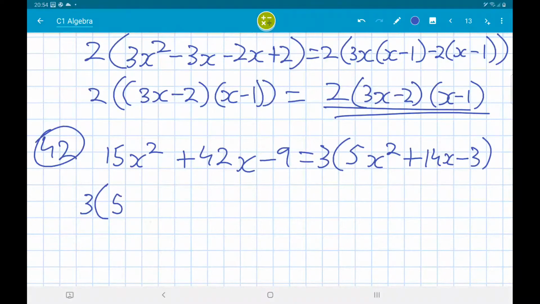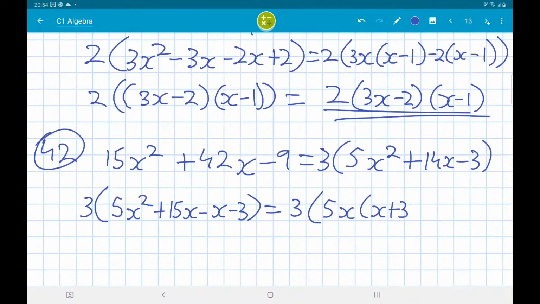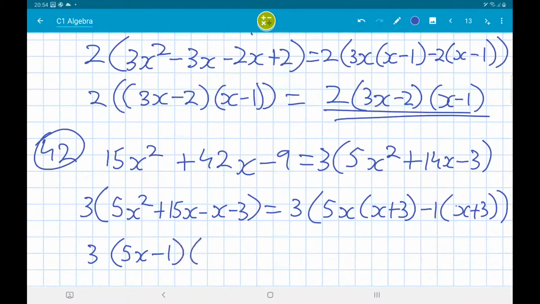We get 5x squared plus 15x minus 3. Yeah, and that would equal 3, 5x as a common factor. We get x plus 3, and we get minus 1, and you get x plus 3. Another brackets. And yeah, so that would equal 3, 5x minus 1 with a common factor of x plus 3.